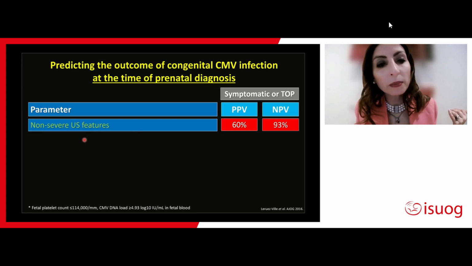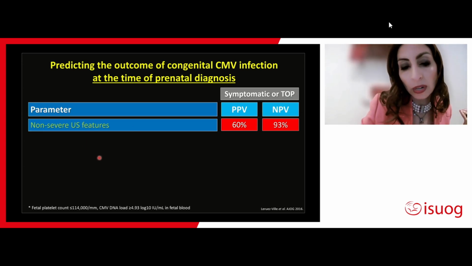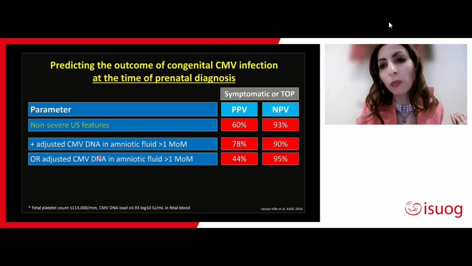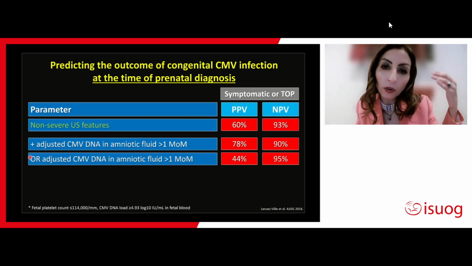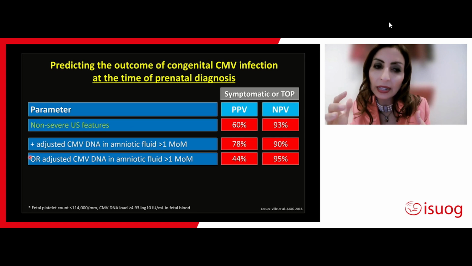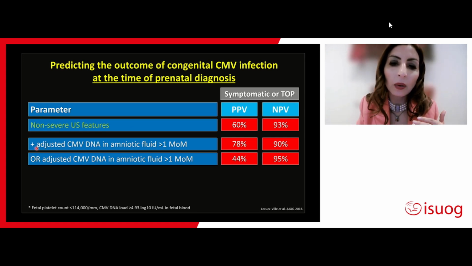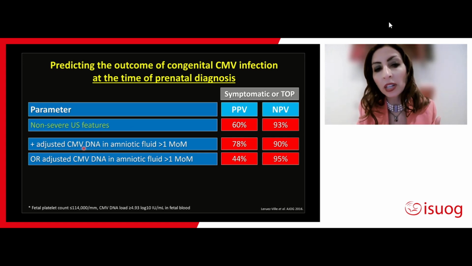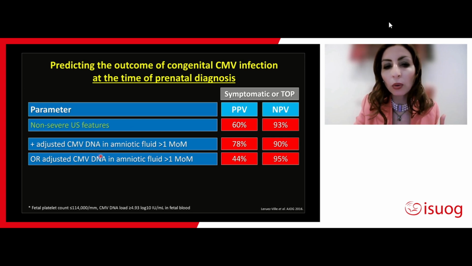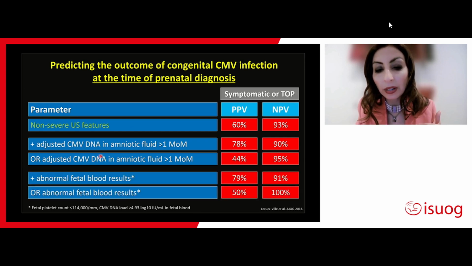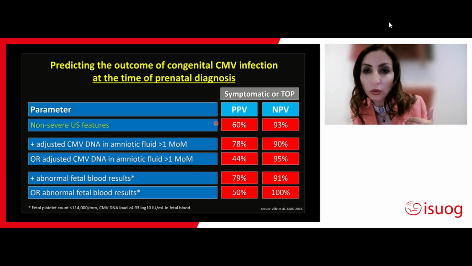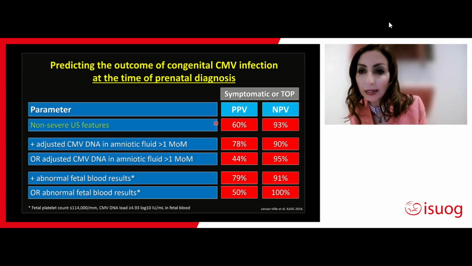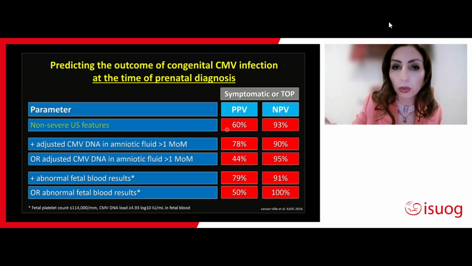Prognostic algorithms, and there are already a few that have been published. The numbers are small and they need to be validated, but certainly having some combination of ultrasound findings with the level of CMV DNA in amniotic fluid, or the fetal blood results like platelet count, can help us to predict the chance of the baby being symptomatic at birth. I'm not going to go through them.